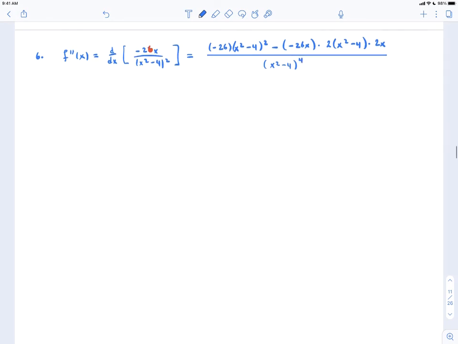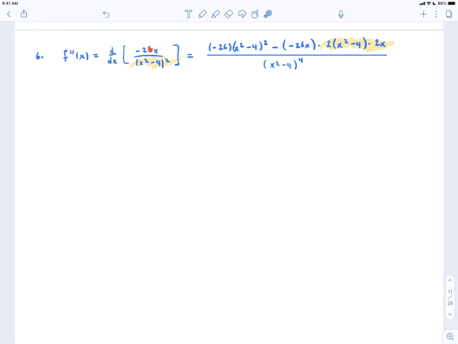Now all of this term right here, that's the derivative of the denominator. It's something to the squared, something to the 2 power. So you use the power rule, and it's going to be 2 times that thing to the 1 times the derivative of whatever's inside. So the derivative of x squared minus 4 is 2x.